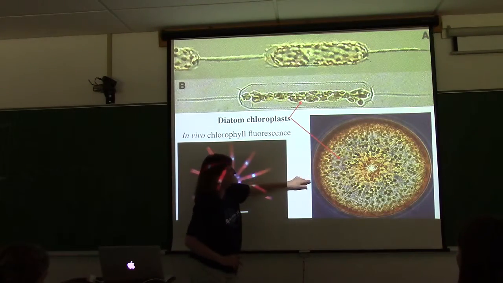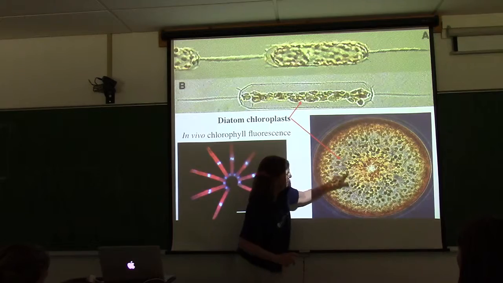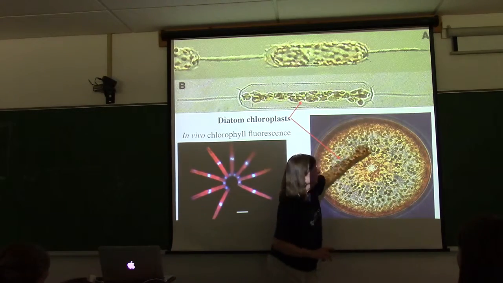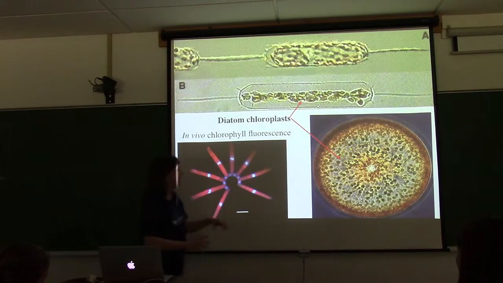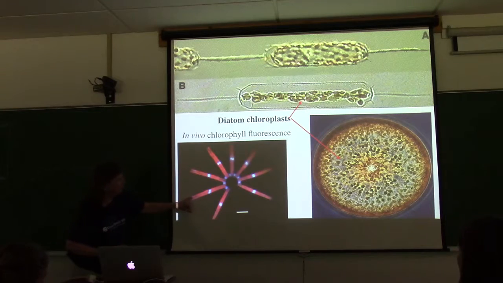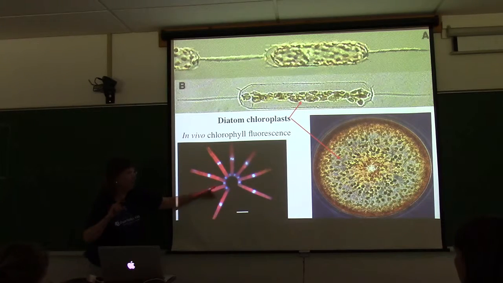Here's a Coscinodiscus, all these little round globby things are chloroplasts, and they're organized in the cell. Here is the Lyngbya. These are individual cells, and all the bright red stuff are chloroplasts that have been illuminated with blue light and they're shining red light.